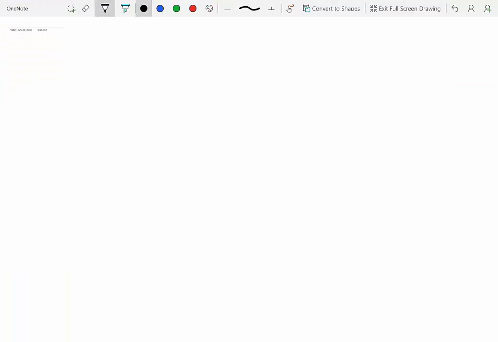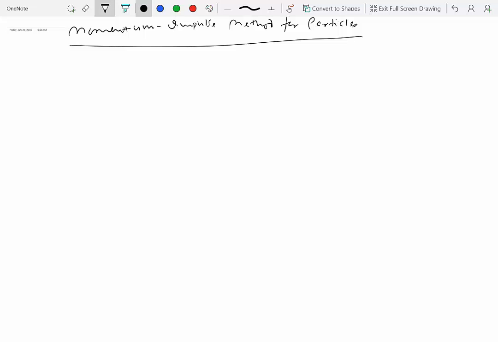Welcome to Module 5 on momentum impulse method for particles. So we will see in this module that there are certain kinds of problems, especially involving collisions and impact, where applying the momentum impulse method actually helps you solve problems much more easily.